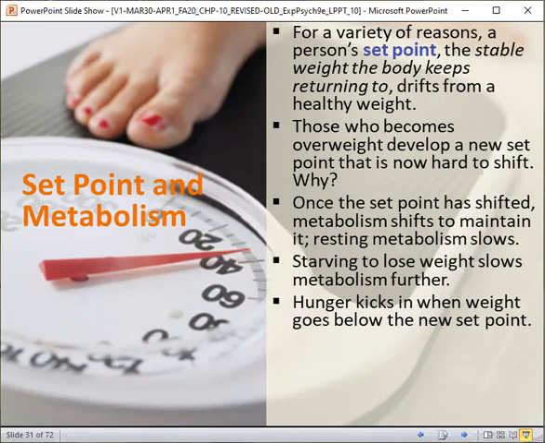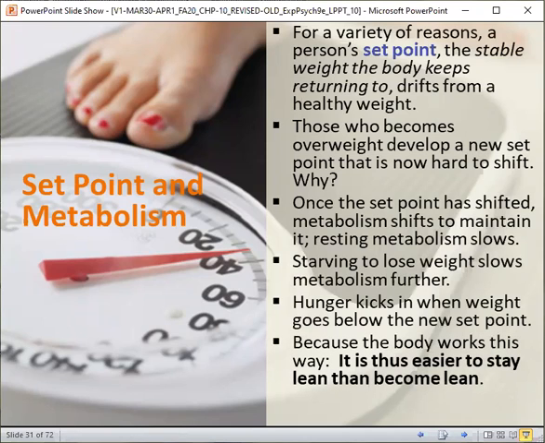So, yes, you may have thought about it before, but when you're trying to lose weight, your body is fighting you tooth and nail. It's pulling all sorts of dirty tricks on you by making you hungrier, by slowing your metabolism down, because it is set on that set point being the stable weight for you. And you have to sort of kick it in the butt to try to make it shift away from that set point where it is at an unhealthy weight. And that is where the challenge comes in. Because the body works this way, it is thus easier to stay lean than to become lean, because the body will fight you in this very tricky way.